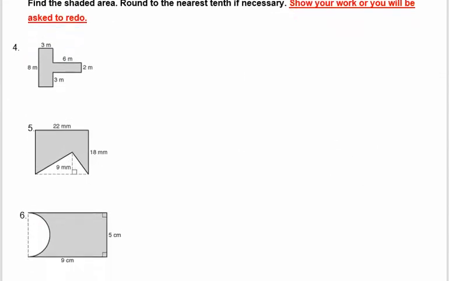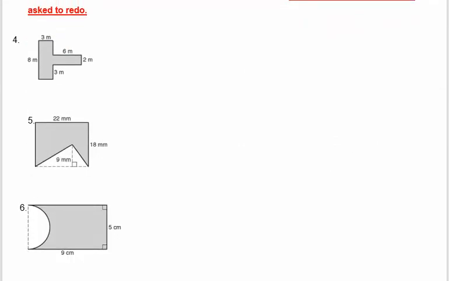Let's look at number 5. In number 5, I'm going to try the subtraction method. So I'm going to look at the whole rectangle. The area of that is base times height. And then I'm going to subtract the area of the triangle, which is 1/2 base times height.